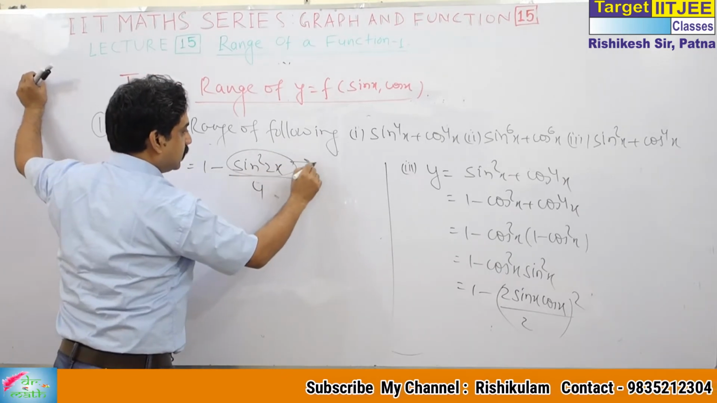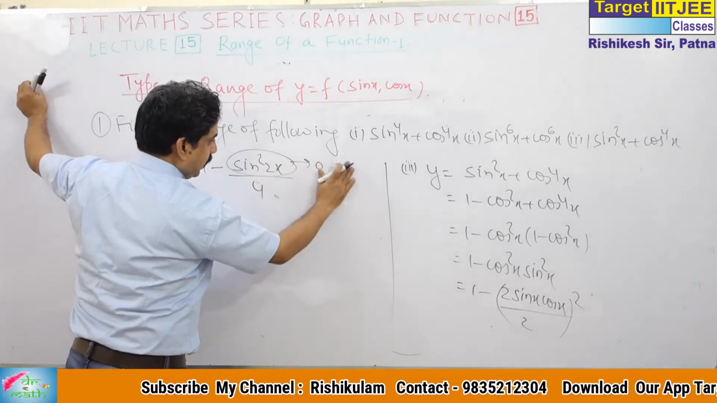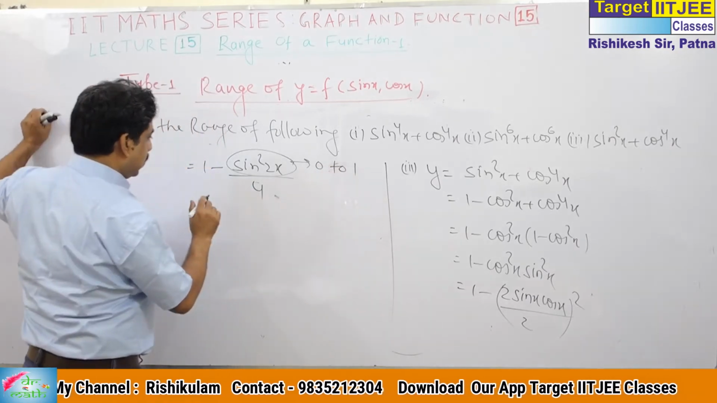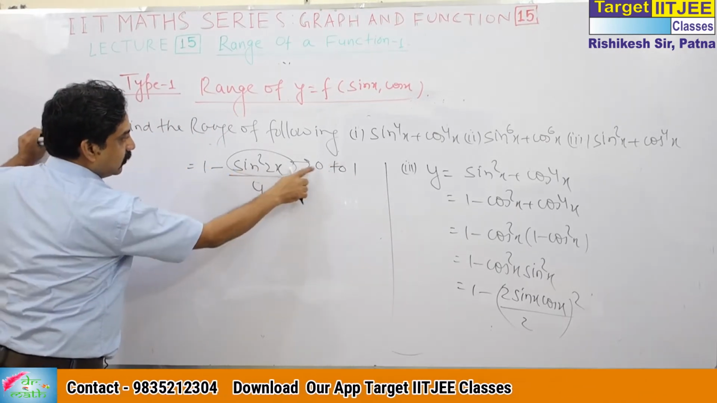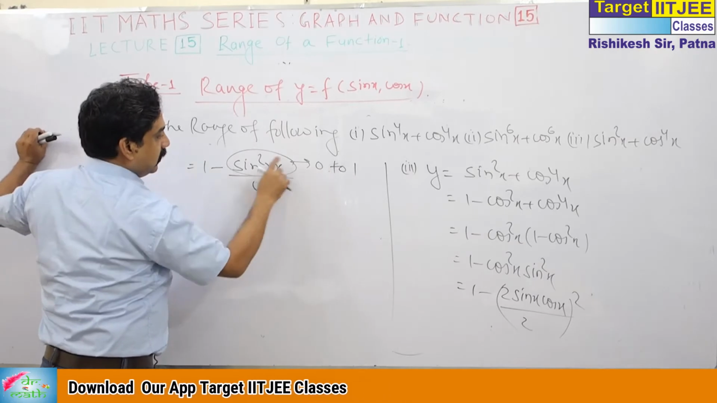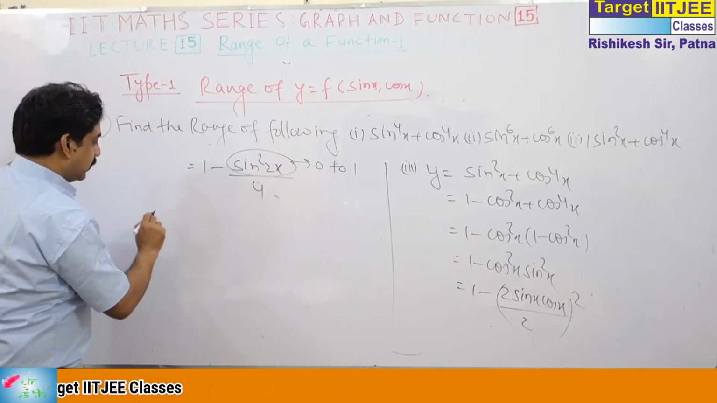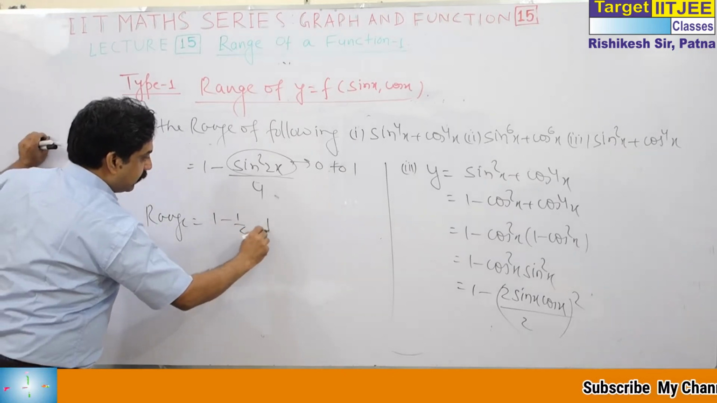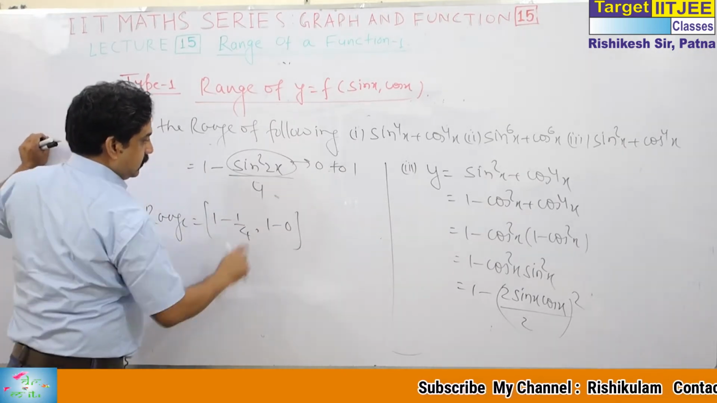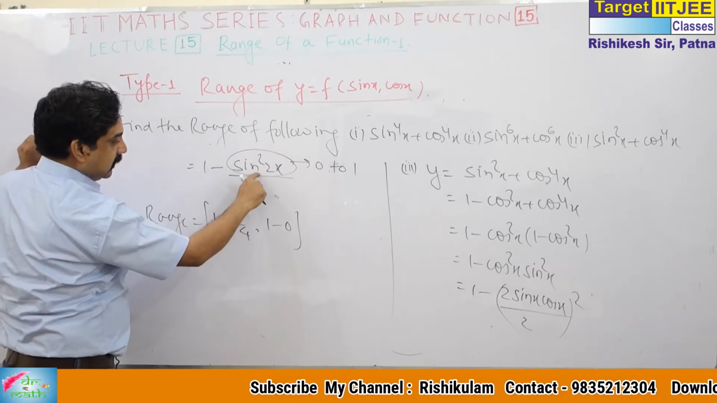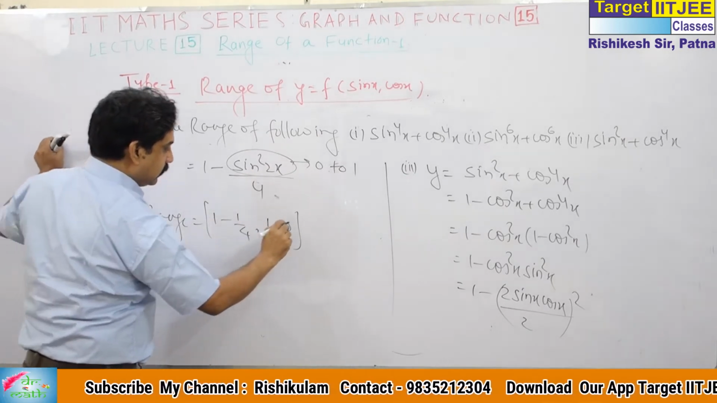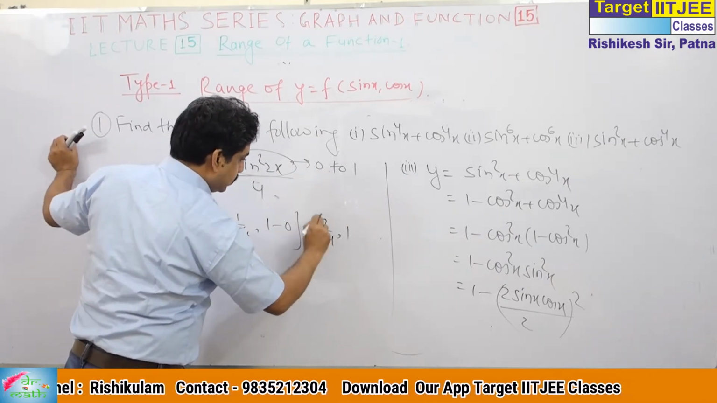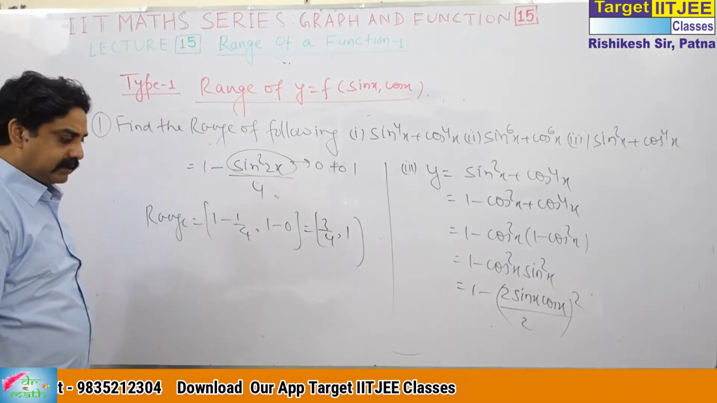Its value lies from 0 to 1. You can see at x is equal to 0, this is 1, and at x is equal to 1, this is 1 minus 1 by 4, which means 3 by 4. So what is the range? Actually 1 minus 1 by 4 to 1 minus 0. Put this as 1 and 0. This is 3 by 4 to 1.